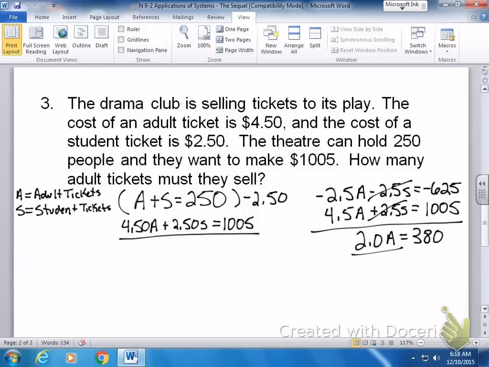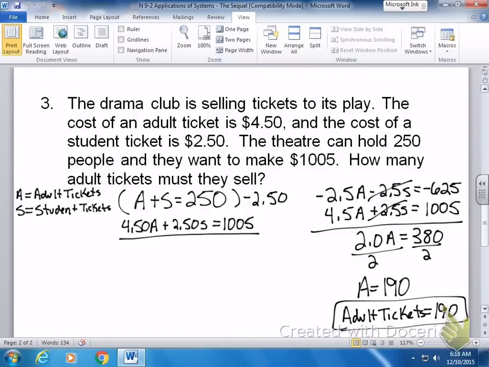Now all we have to do is divide by 2 on both sides, and you get the number of adult tickets we sold is 190. So I'm going to write adult tickets equals 190. And there's my answer. Now, we could have gone back and eliminated the A's, but if we would have gotten the number of student tickets, we would have had to do another step by plugging it back in. So if you have the opportunity to eliminate the right variable to save you work, go ahead and do that.